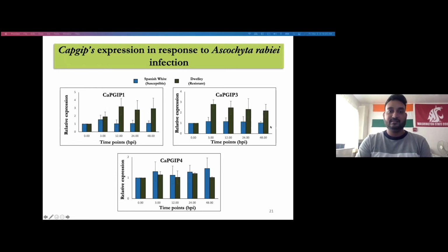If you look at the results of how chickpea Pgips responded to Ascochyta infection, they responded at a low level. The fold change values were less than 5 for all genes. And interestingly, for Pgip4, the expression levels in resistant and susceptible remained almost the same.